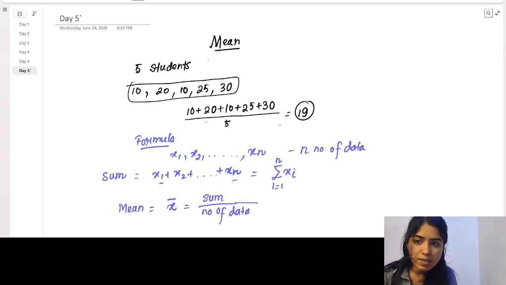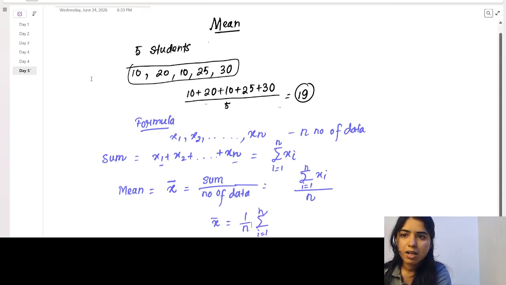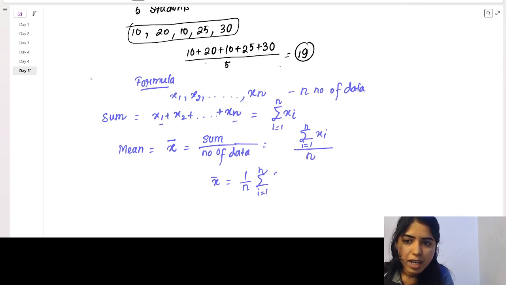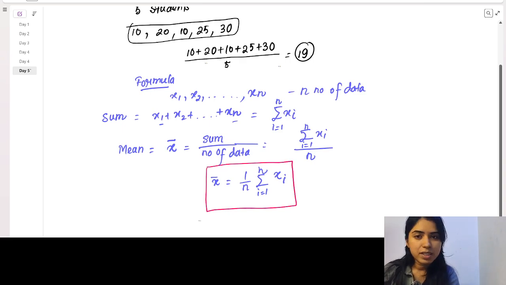So what is the sum here? You can write summation i equals 1 to n xi divided by n, or simply you can write x bar equals 1 by n summation i equals 1 to n xi. So this is your formula of mean. This is how you can calculate the mean.